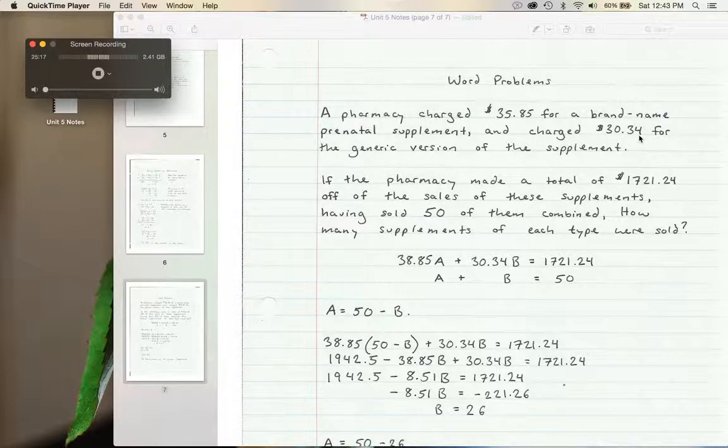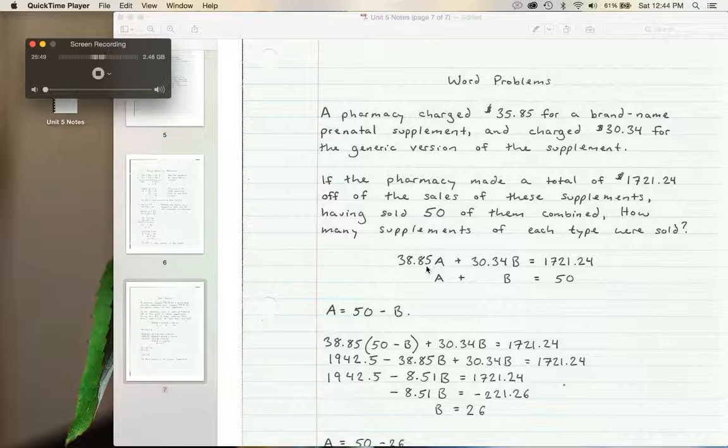I know that the pharmacy made a total of $1,721.24. So this number I can write down as my total sales number. And then 50, this number represents the number of supplements sold. So it was the number sold, not dealing with the prices, but the quantity. So what we can do is build a system of equations with these numbers that we've been given.